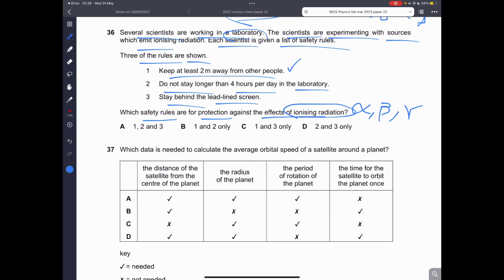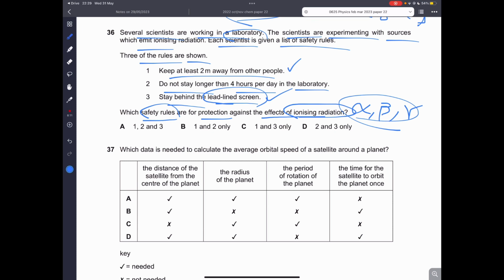And so which safety rules will protect against all 3 of them? Not only one of them, but we have to protect against 3 of them. So rule 3, stay behind the red line screen, is correct because it can prevent all alpha, beta, and gamma.